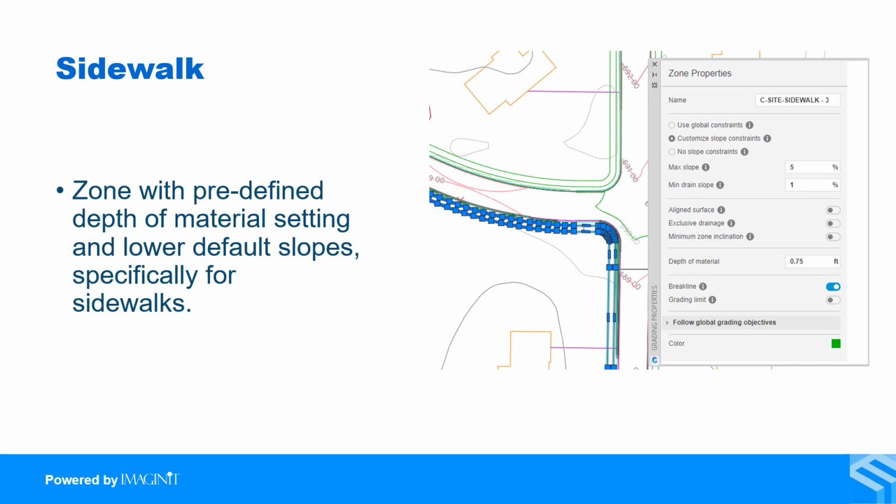Sidewalks are another type of predefined zone that I can place min and max slope targets on, which will also include the depth of material. And I can also do things like slope it in a specific direction. So for example, if I wanted this section of sidewalk to slope due east, I would toggle on the minimum zone inclination and set it to 0 degrees, which is the definition of 0 degrees from my unit circle.